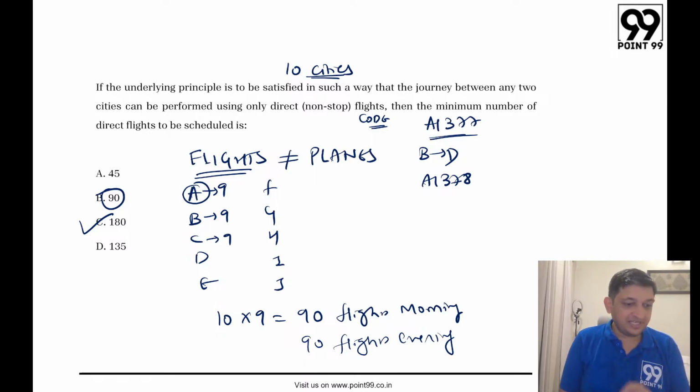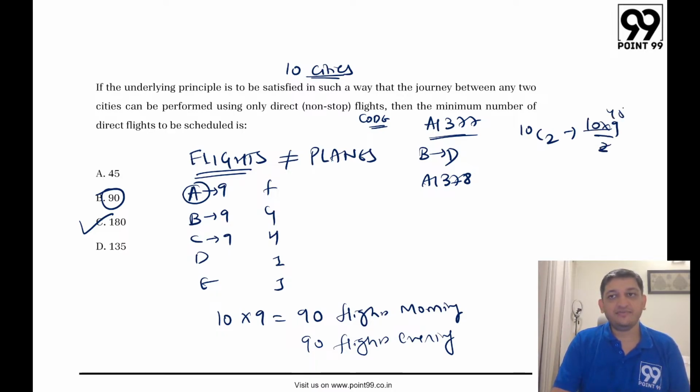Shubham, is there scope of using PNC in this? Of course, there is scope of using PNC in this. I did not use it because I did not want to scare people away. Now 10C2, I need to connect two cities using one flight. What is 10C2? 10 into 9 by 2, so 45. So I will have 45 different connections that are possible.